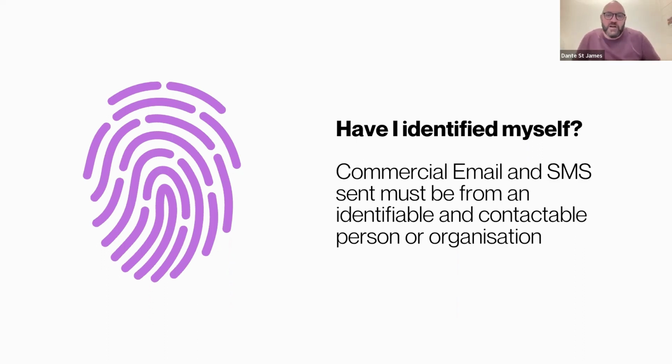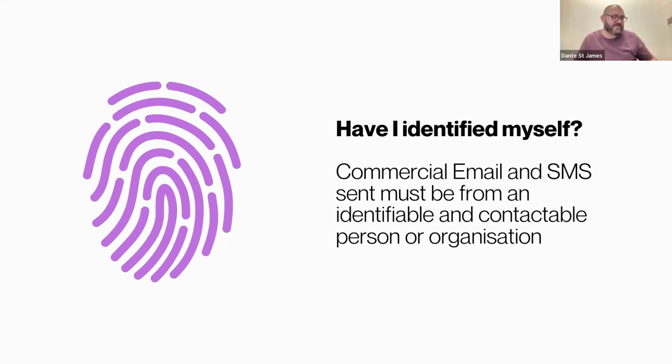Firstly, have you identified yourself? Commercial email and SMS sent must be from an identifiable and contactable person or organization, just like the Privacy Act. You've got to identify that this is the company or the person or the individual who's collecting this, and here's how I can contact them. The reason for that is that it identifies the person or the organization, at least, that's responsible for sending this email. So if I need to respond to it or check up on it, I know who to check with.